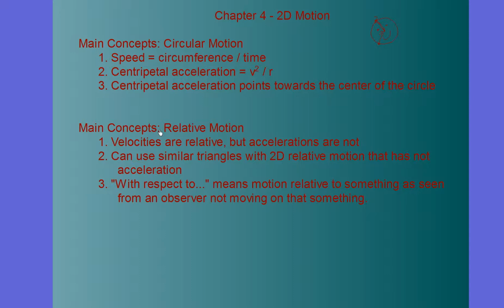And for relative motion, which is a very tricky topic, I don't think the human brain was necessarily meant to think logically about this. So it takes some brain workings to get this going. But anyway, in relative motion, velocities and positions are relative, but accelerations are not, and I'll talk about why in the last video.